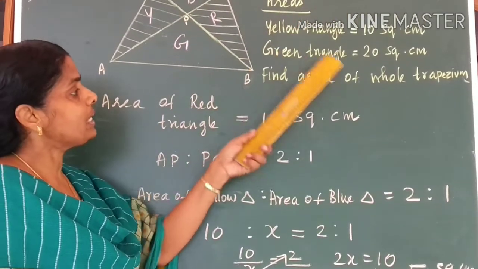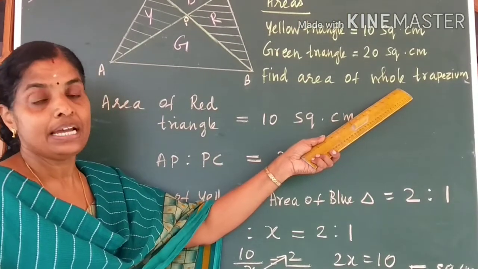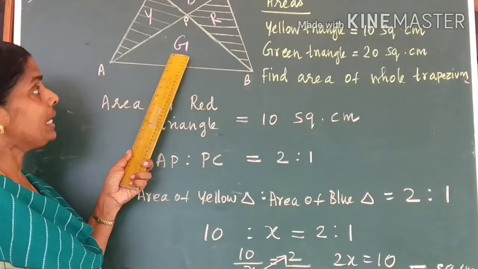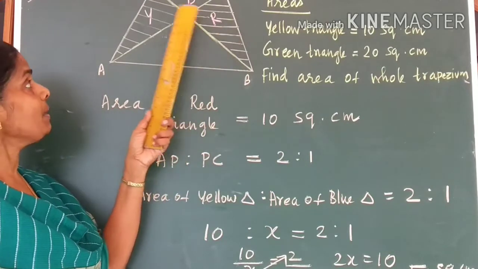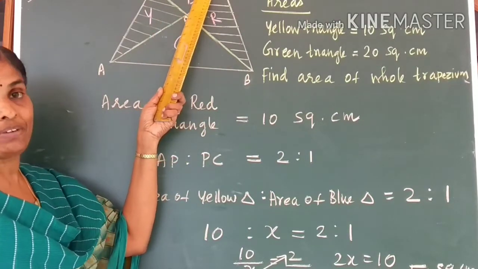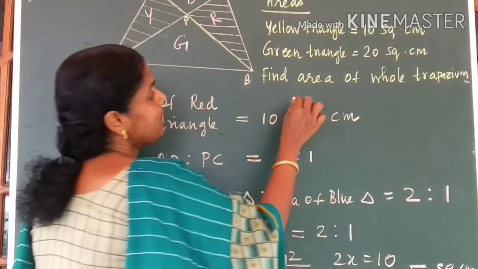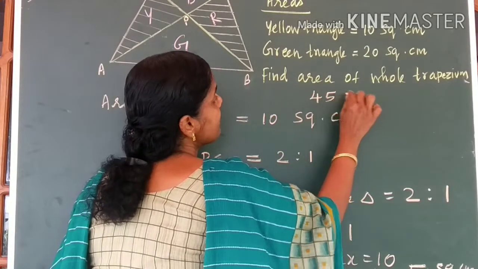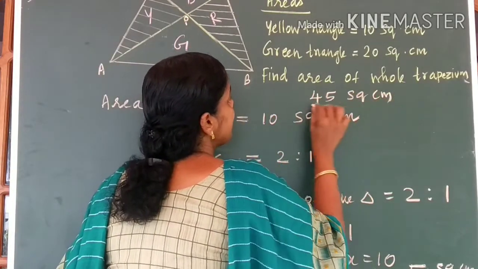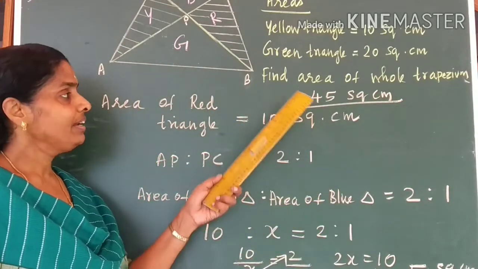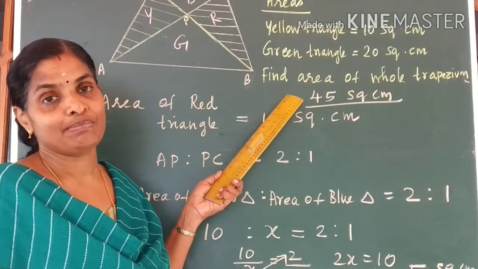So what is the area of the whole trapezium? Just add everything. 20 plus 10, 30 plus 10, 40 plus 5, 45. So area of the whole trapezium is 45 square centimeter. Hope it is clear to you.